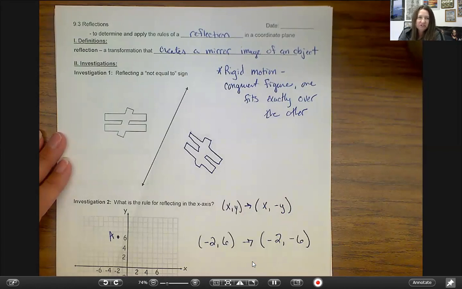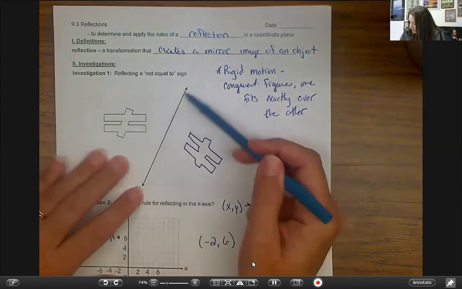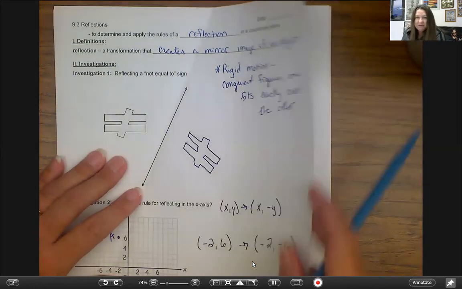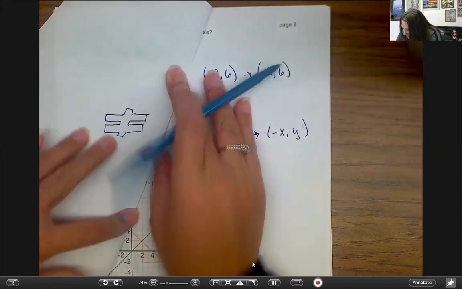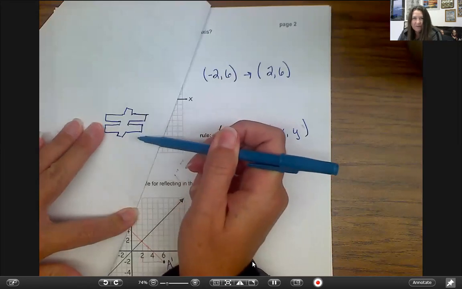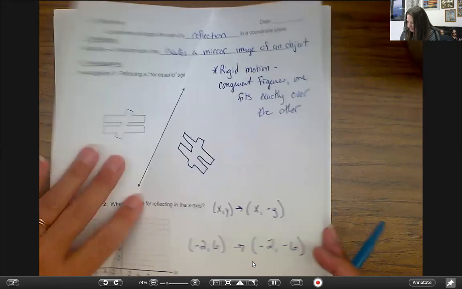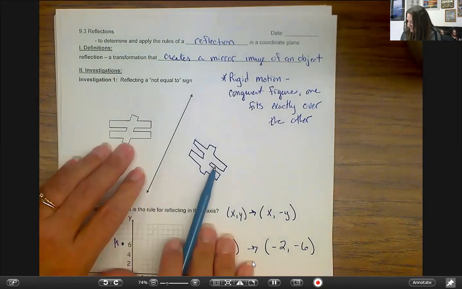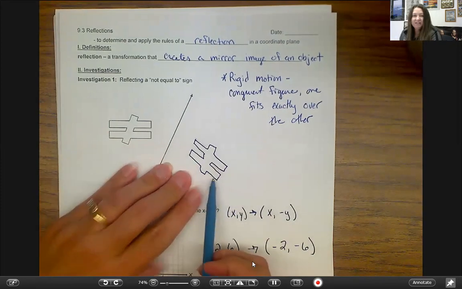So if we were investigating this, if I wanted to reflect this not equal sign right here over this line of reflection, what I could do is take my paper and fold it along that line of reflection, and trace that not equal to sign on my paper so I could see where that would be located when I flip that over. When I open up my page again here, we should notice that the not equal to sign, and I trace back over the top so you could see that a little bit better, would be located right here.